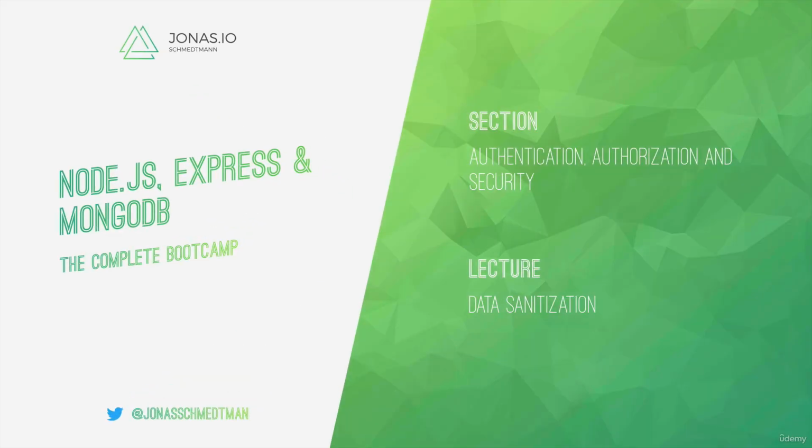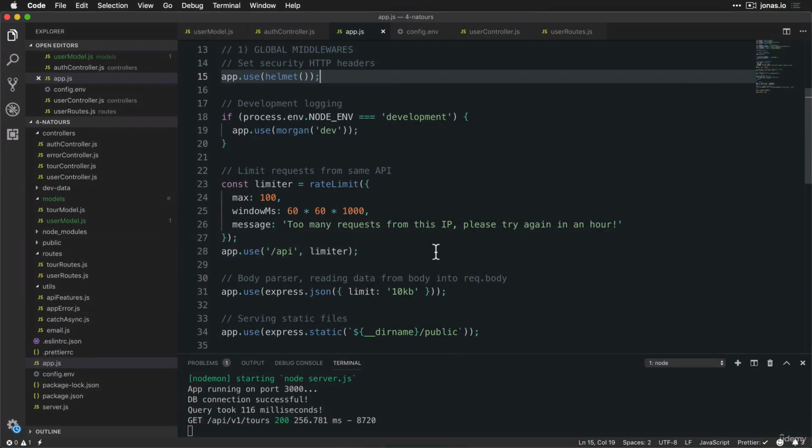In this lecture, we're going to use two more packages to improve our application security, and this time to perform data sanitization. So data sanitization basically means to clean all the data that comes into the application from malicious code. Okay, so code that is trying to attack our application. And in this case, we're trying to defend against two attacks.